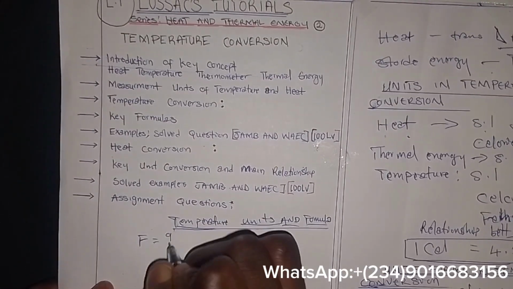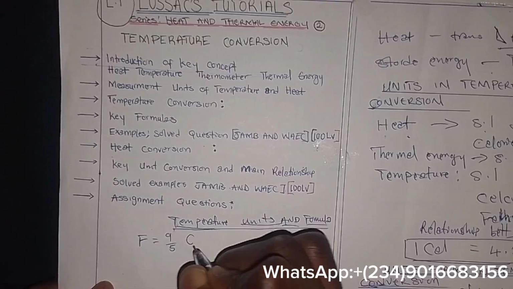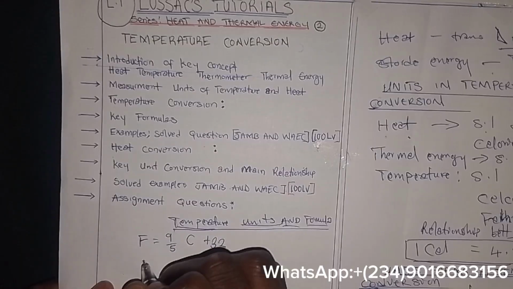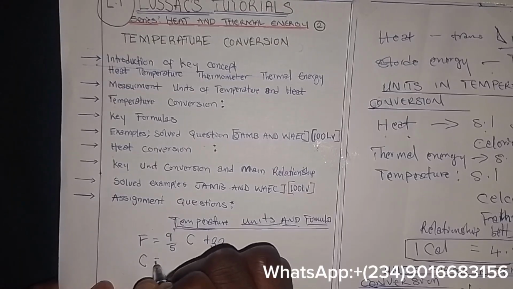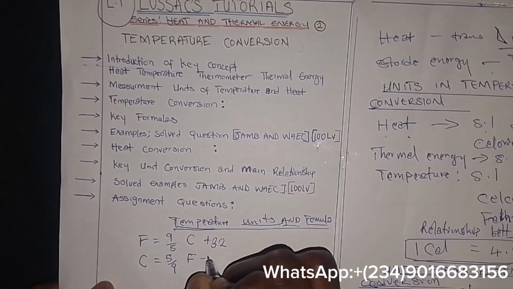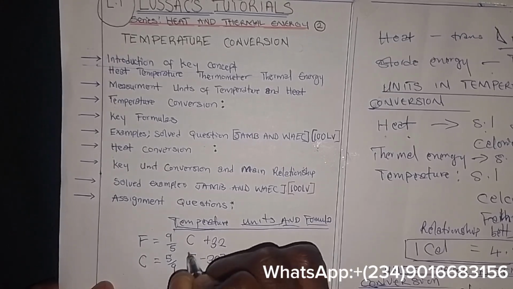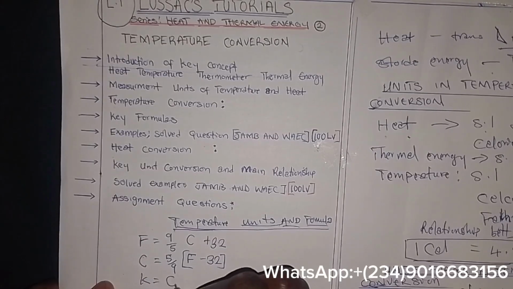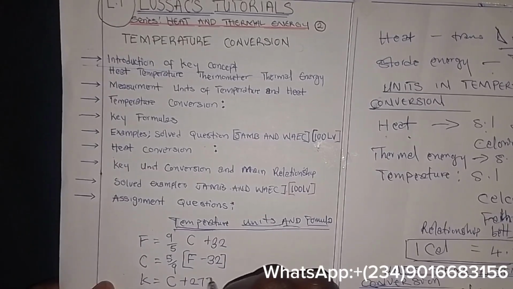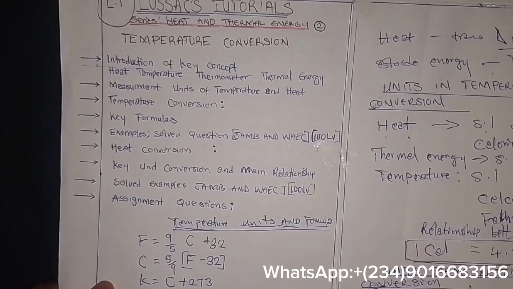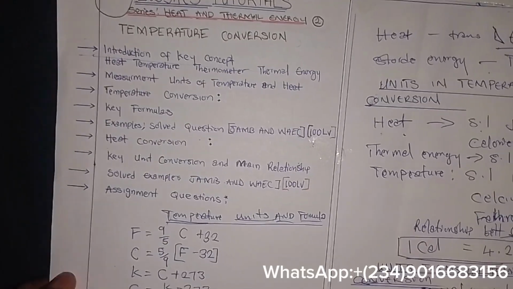Fahrenheit is equal to 9/5 degrees Celsius plus 32. Then Celsius is equal to 5/9 of Fahrenheit minus 32, put this one in brackets, take note. Then Kelvin is equal to degrees Celsius plus 273. Then Celsius is equal to Kelvin minus 273. Now from these formulas, we are going to get very important formulas.